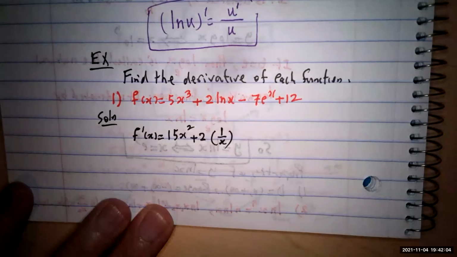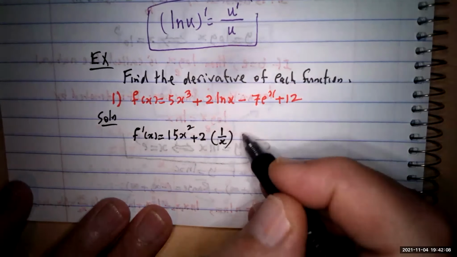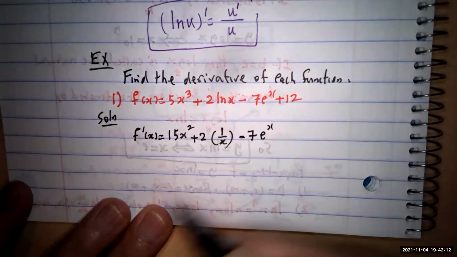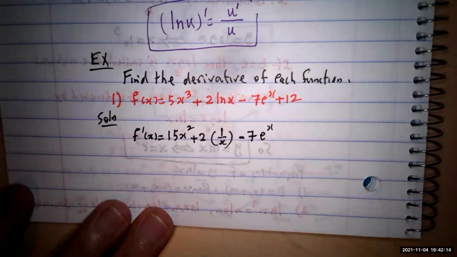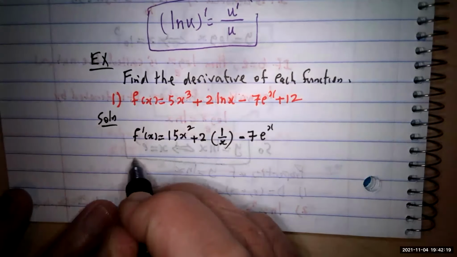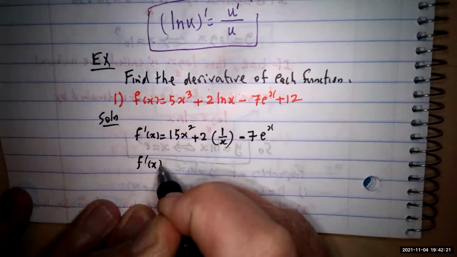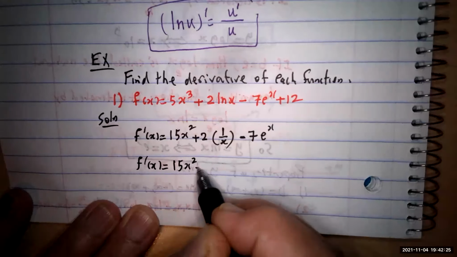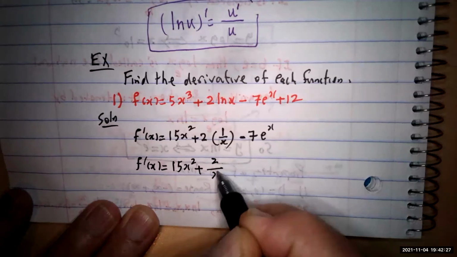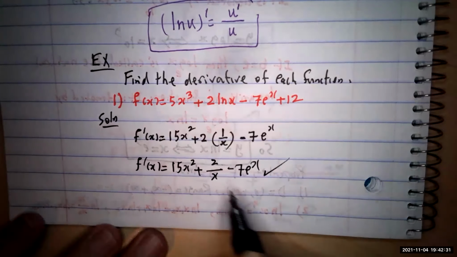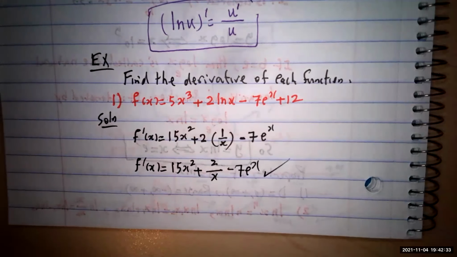Okay, that's 1. Next one, minus 7 times e to the x is going to be minus 7 times the derivative of e to the x, which is simply e to the x. Remember, the e function is the e function. And the derivative of 12 is 0. Cannot simplify it, but this is the way you write it down. F prime of x equals 15x squared plus 2 over x minus 7 e to the x. That would be the derivative of the function. Any question?